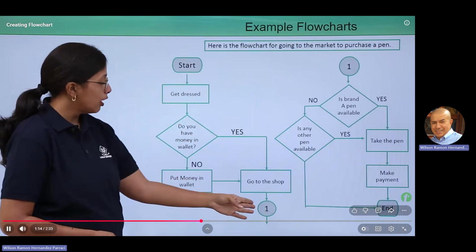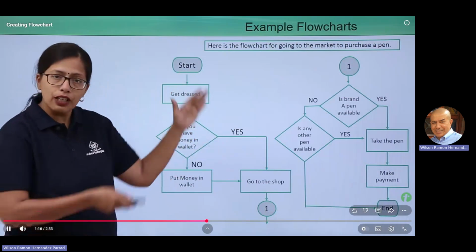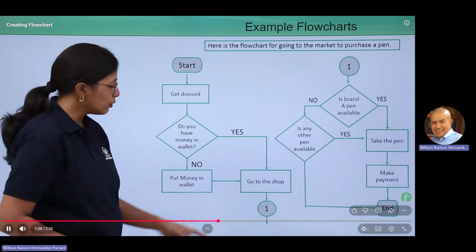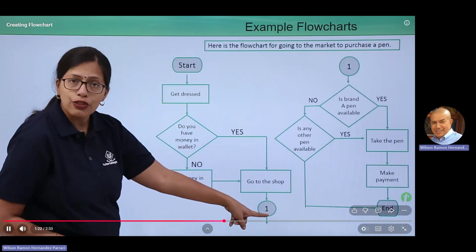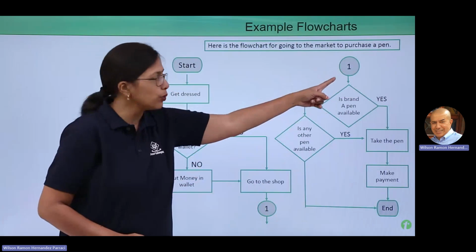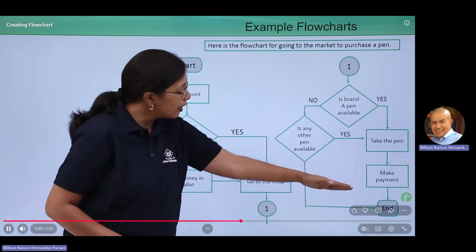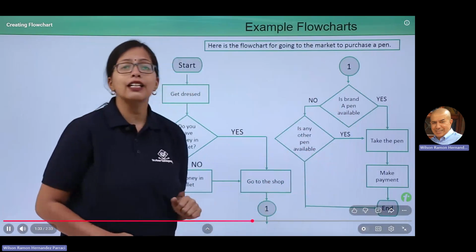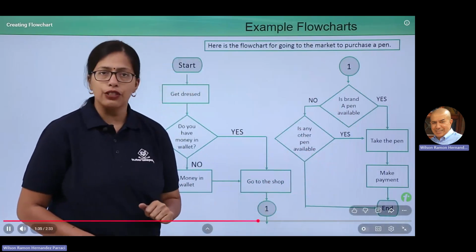Go to the shop. After that, my page has finished in length, but the width is still available. So what I'll do, I will add an on-page connector. One is written here and then one is written here. That means it is continuing. And then I'll make the complete flowchart till the pen is bought and the end of the flowchart is reached.